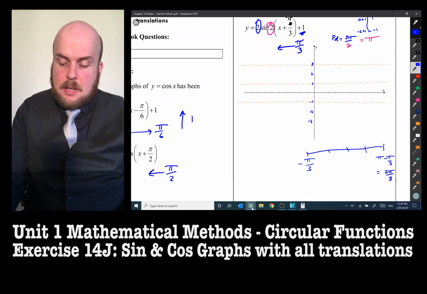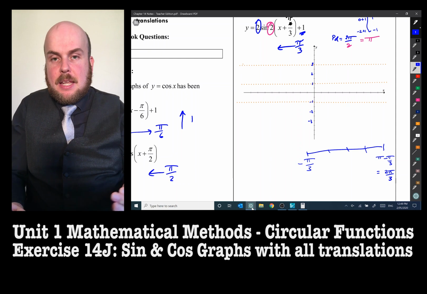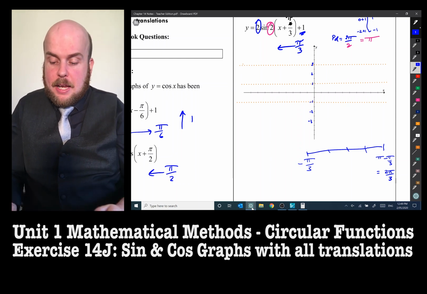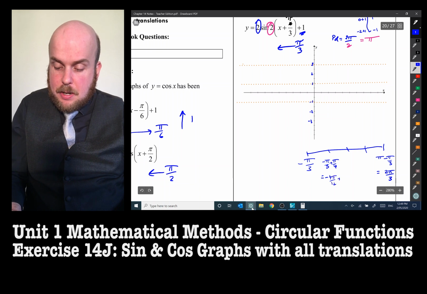Each quarter, so we know that the full period is pi. That means each of these little tabs is pi over 4 away because we're dividing by 4. So negative pi on 3 plus pi on 4 is going to be equal to negative 4 pi on 12 plus 3 pi on 12. So that's negative pi on 12. So that's going to be negative pi on 12 there.